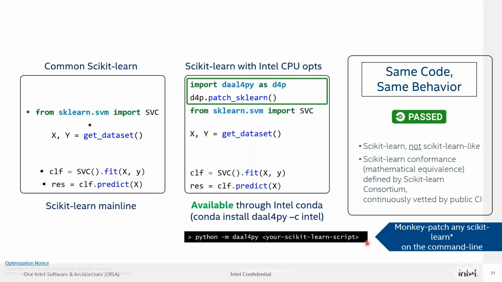So we can use exactly the same code, and thus we can have the same behavior of scikit-learn. So it is the scikit-learn API. It is not scikit-learn like. It is scikit-learn itself, but we do some modifications, optimizations to the backend of scikit-learn. So exactly the same code, exactly the same behavior, but you will have different optimization. You will have the performance boost. Yeah, okay.